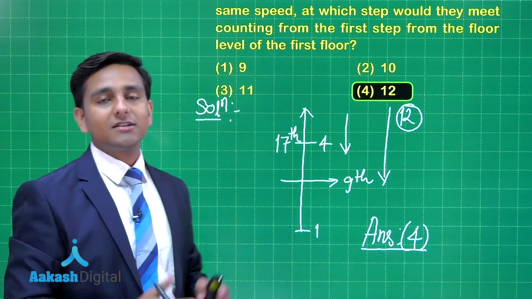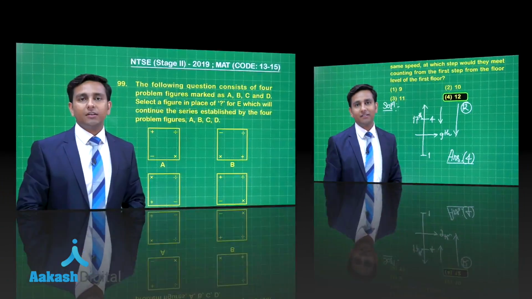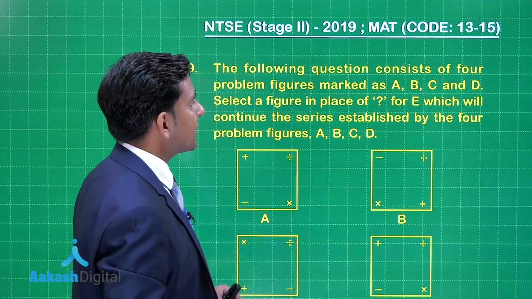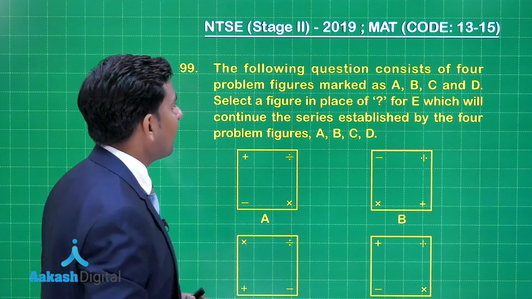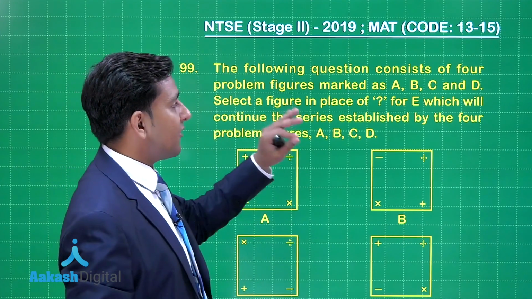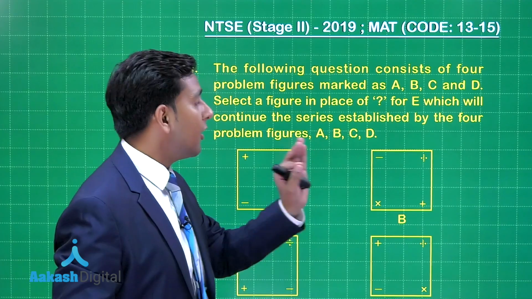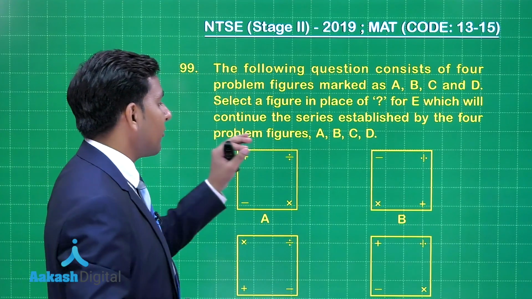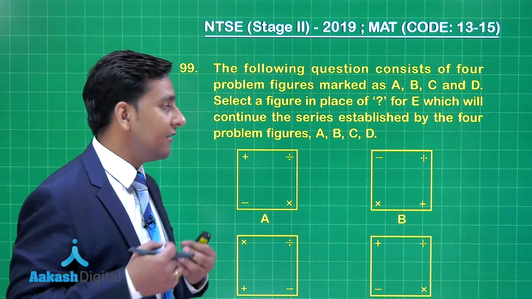Now let's solve the second last question of this paper. Now it's turn to solve question number 99. The question states the following question consists of 4 problem figures marked as A, B, C and D. Select a figure in place of the question mark for E which will continue the series established by the 4 problem figures A, B, C and D.